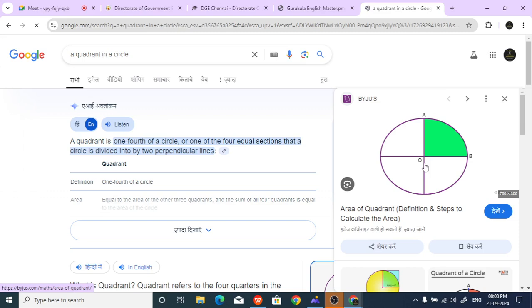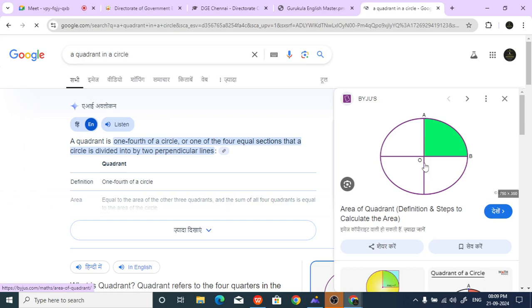What is AB? 42? No, AB is not 42. AB, it is a curved line. So the entire circumference of the circle, what is the formula? The formula to find the circumference, or perimeter of the circle, you can call it. Two pi r. So now that AB is 1/4 of the perimeter, 1/4 of the circumference. So 2 pi r divided by 4.